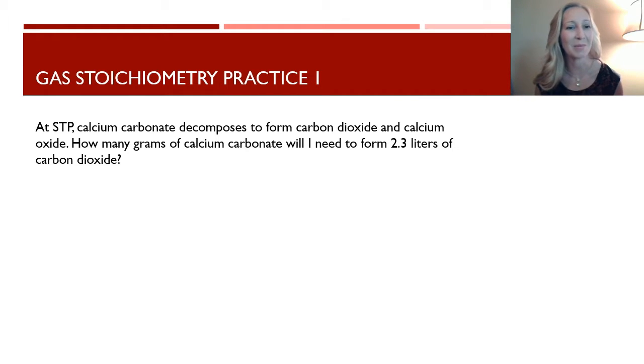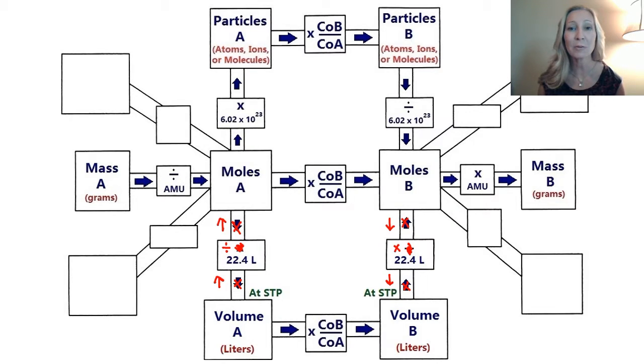So let's solve a problem here. We have at STP, calcium carbonate decomposing to form carbon dioxide and calcium oxide. We want to know how many grams of calcium carbonate you will need to form 2.3 liters of carbon dioxide. So we're given information about a volume, and we need to figure out information about a mass of a different substance. So we'll be starting with volume of one substance, then going to moles, then over to moles of the new substance, and then figuring out how heavy that new substance is.